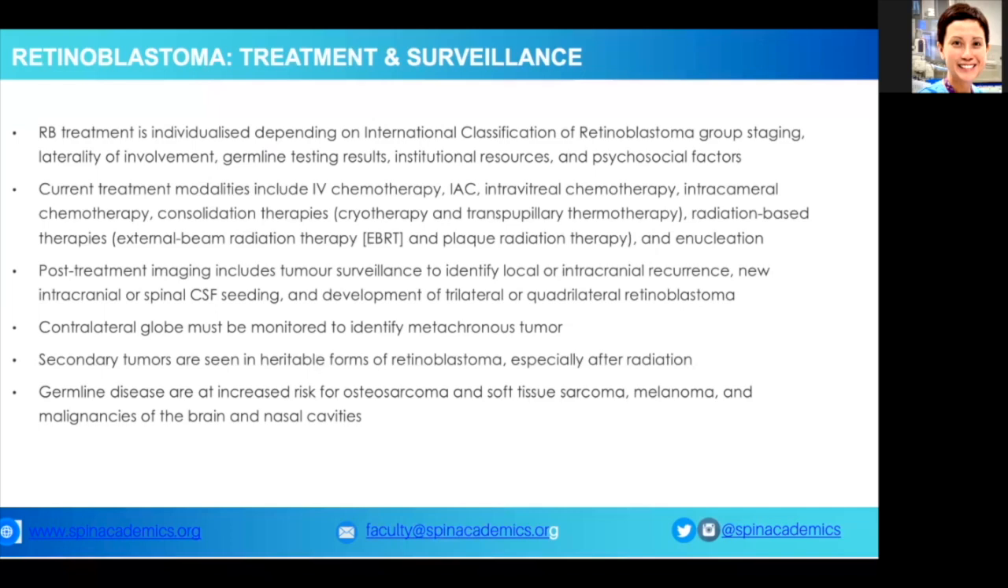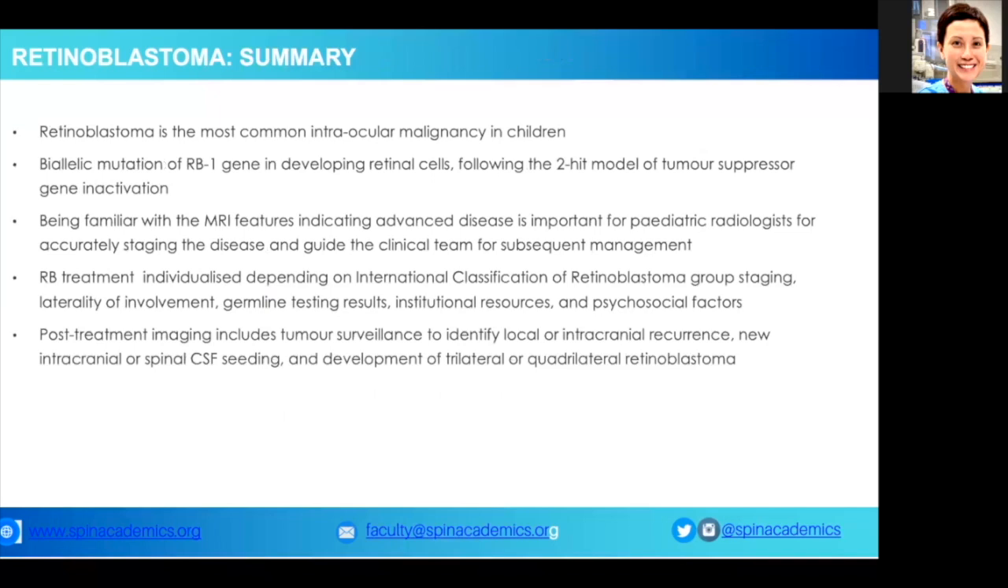Secondary tumors are seen in heritable forms of retinoblastoma, especially after radiation. Patients with germline disease are at increased risk for osteosarcoma and soft tissue sarcoma, melanoma, and malignancies of the brain and nasal cavities. So in summary, retinoblastoma is the most common intraocular malignancy in children.